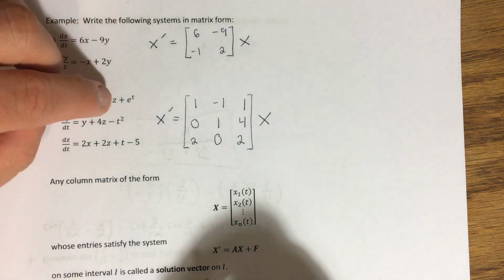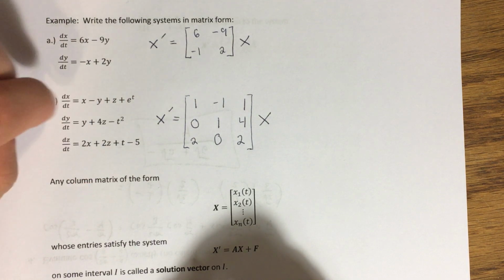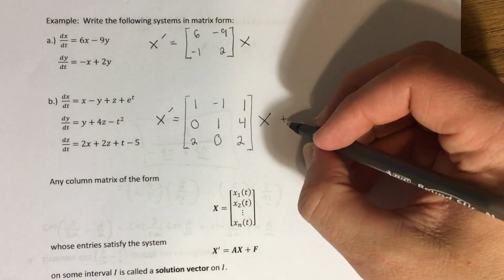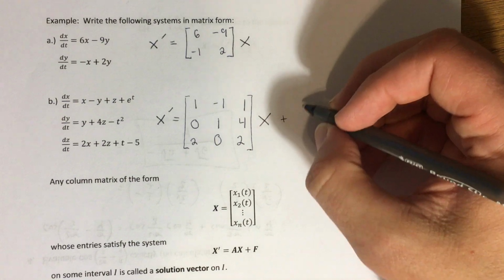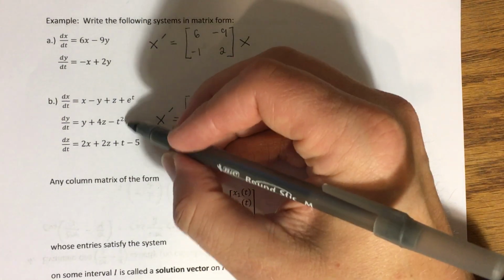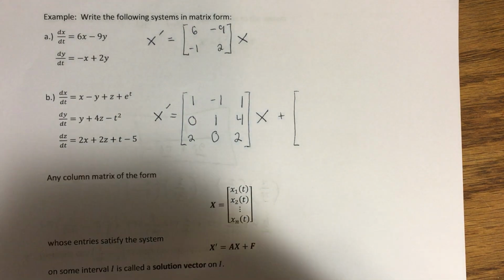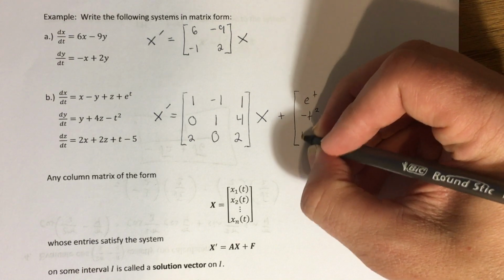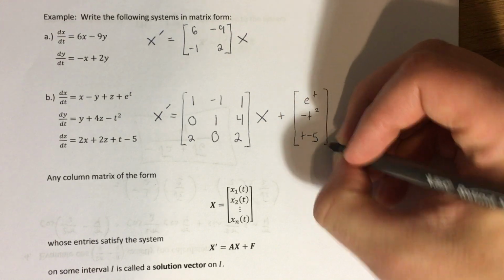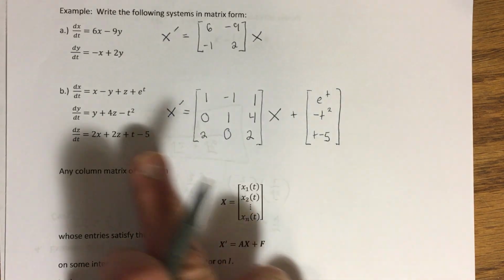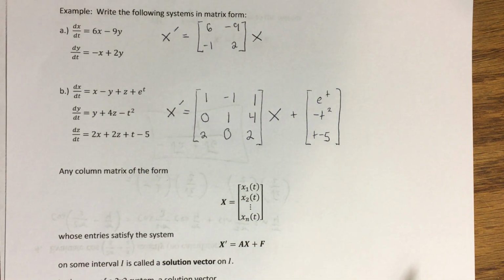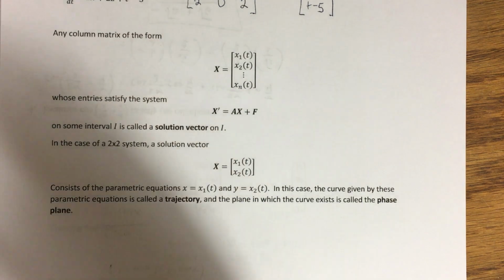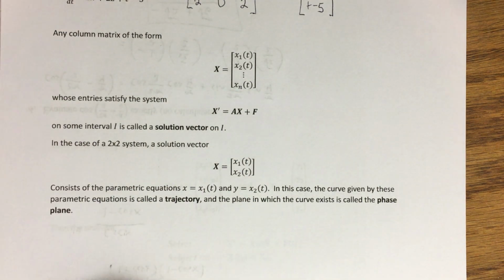In this system of equations we do have functions of t appearing on each of these equations. And so this is a non-homogeneous equation, and I need to do that plus the f matrix. However, because f consists of different functions of t, I'm going to write that explicitly so I can see what those functions look like. e to the t here, -t squared here, t minus 5 here. Okay? So this would be the matrix form for this system of equations. All right. I think we'll go to the end of this page, and then we'll probably stop this video and do a part 2 after this.